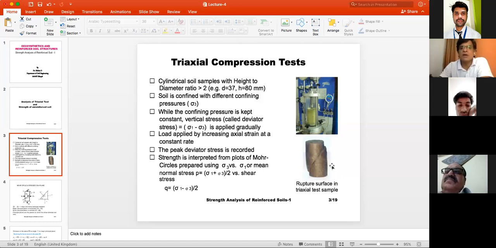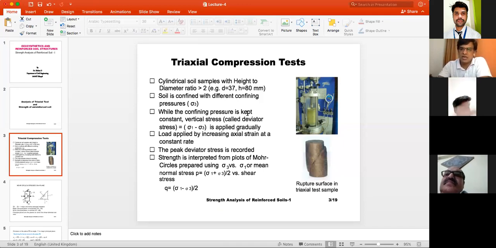The minimum height to diameter ratio, generally, we follow 2. With the cylindrical sample, the height to diameter ratio is greater than 2. In the standard sample size, say the diameter of the sample is 37 mm, we can take 50 mm, 100, 150 mm, 200, and anything up to 300 mm diameter samples that we can test in the laboratory. As the diameter of the sample goes larger, we call it the large triaxial shear test sample.